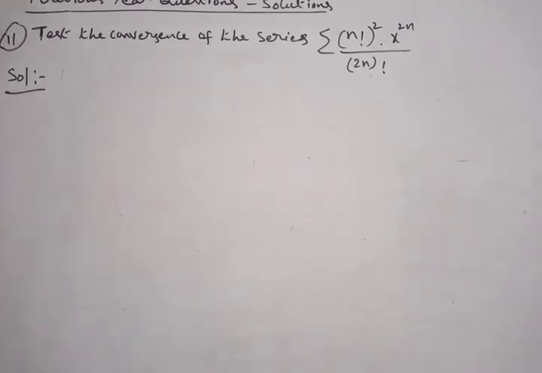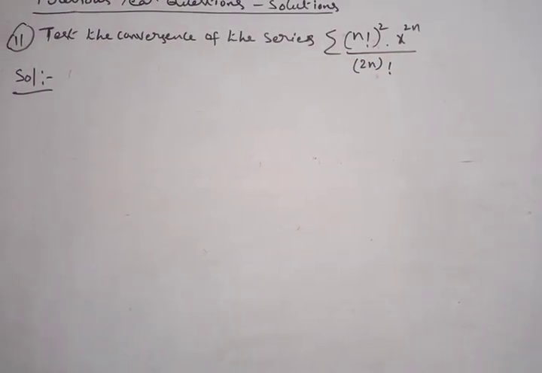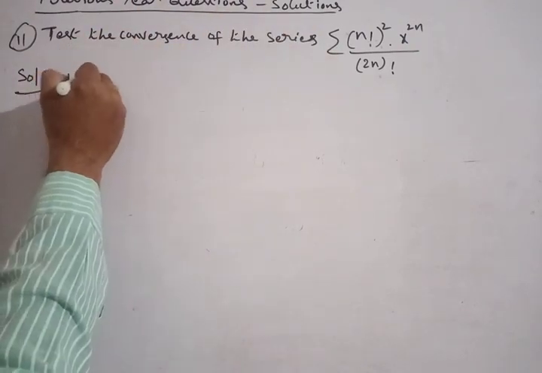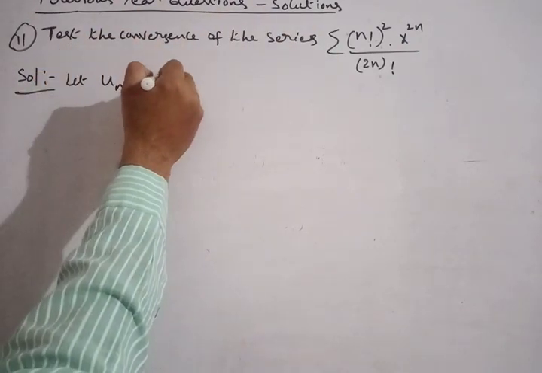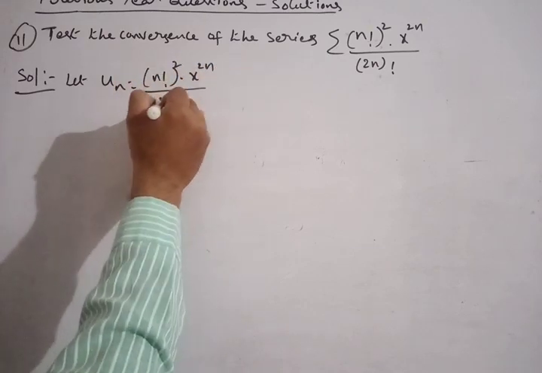See the next problem, important problem. Test the convergence of the series sigma (n!)^2 x^(2n) / (2n)!. Okay, so how to solve this problem? Same. So let first u_n. What is my u_n? (n!)^2 into x^(2n) by (2n)!.